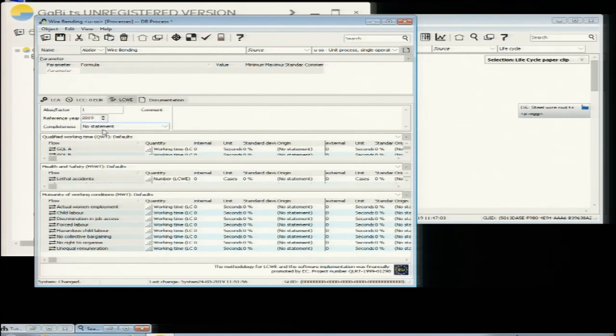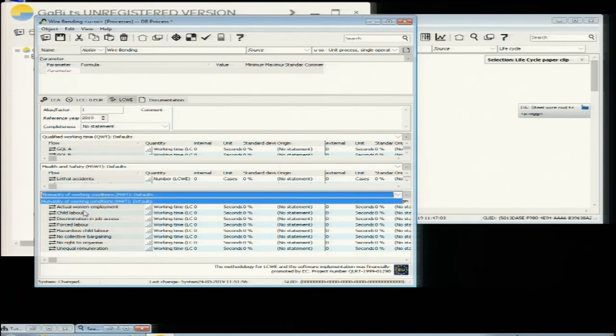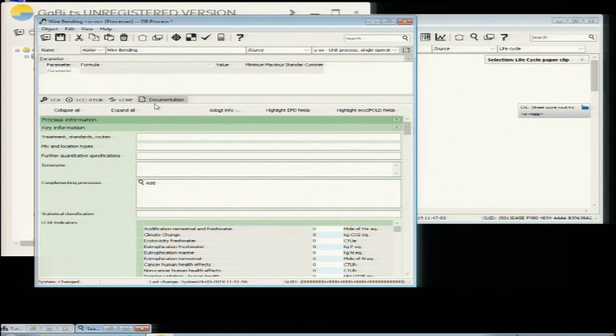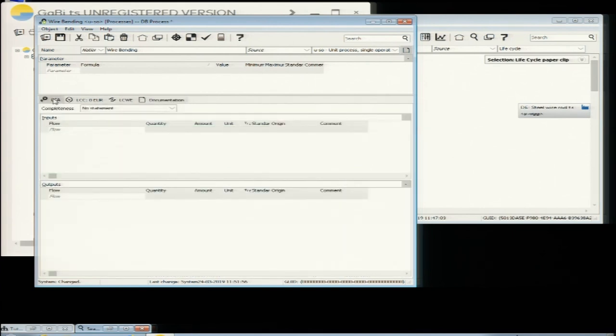So, in social LCA, you can see the number of lethal accidents that occur. These are the kinds of humanity aspects: women employment, child labor, discrimination in job access. So, it has data connecting this. Documentation is when we need to add some documents and we need to produce reports. These can be specific standards or those things can be put in here. So, we are specifically now working in life cycle analysis here.